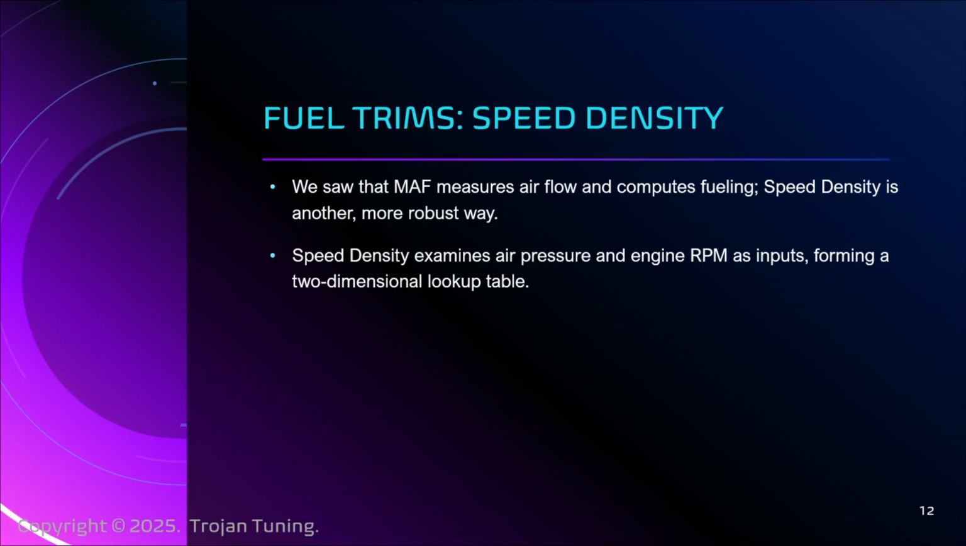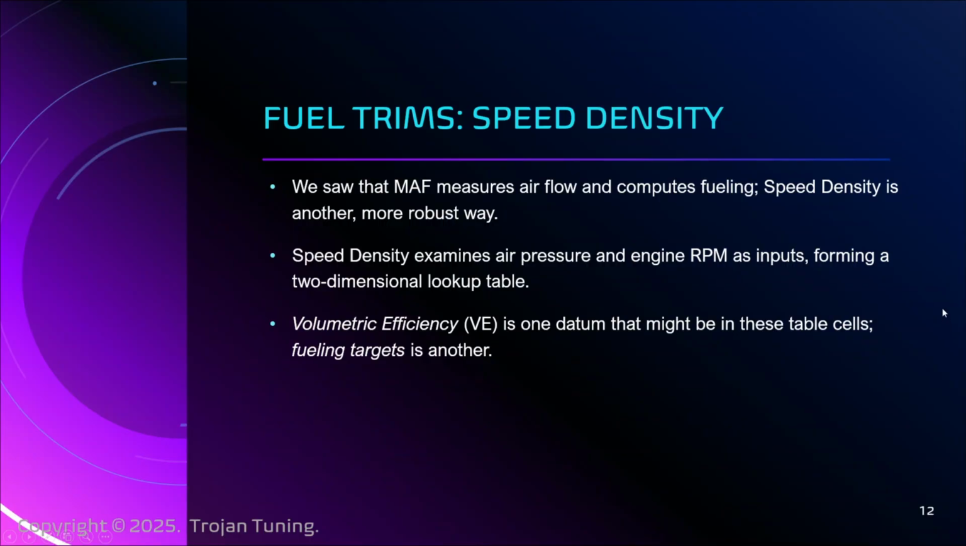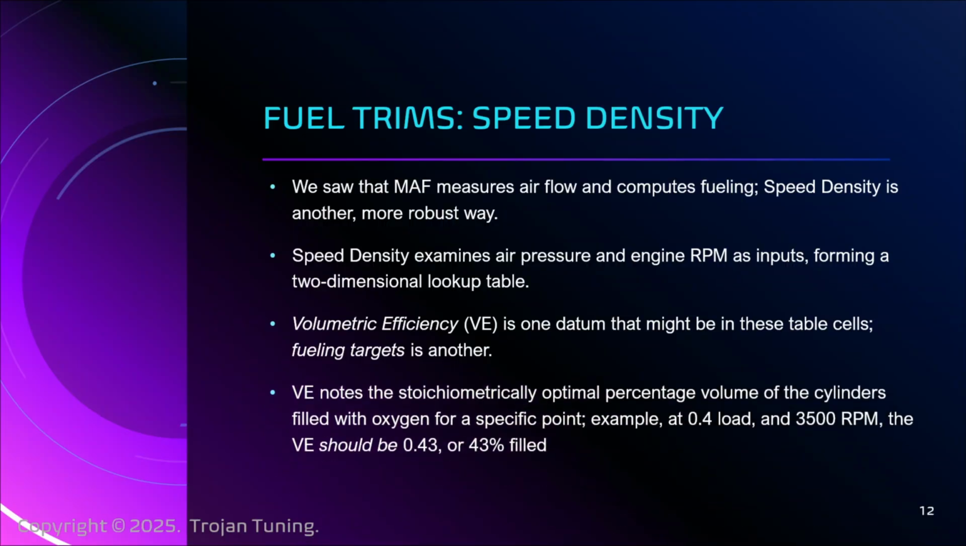The other thing we can measure is the engine RPM. The two together form a three-dimensional lookup table. And the result in the cells is volumetric efficiency, which is a fancy word for understanding how much air is in the cylinder out of the possible amount of air. So the cylinder has a maximum possible amount of air that can be crammed into it. Full state would be 1.0. The zero state, of course, would be 0.